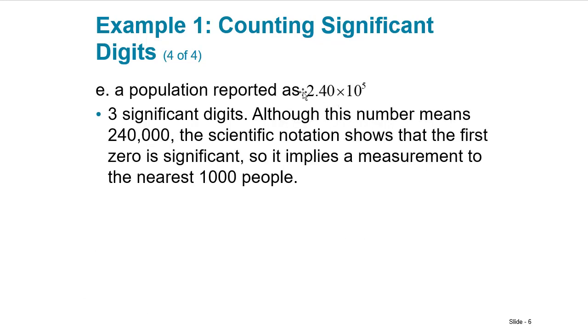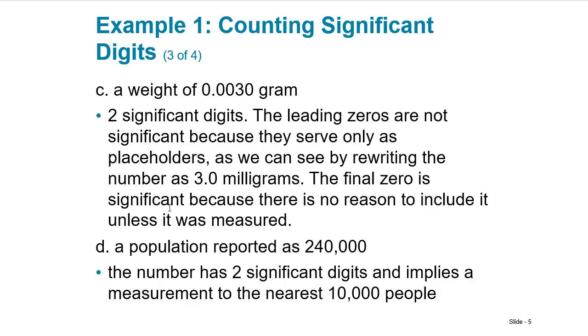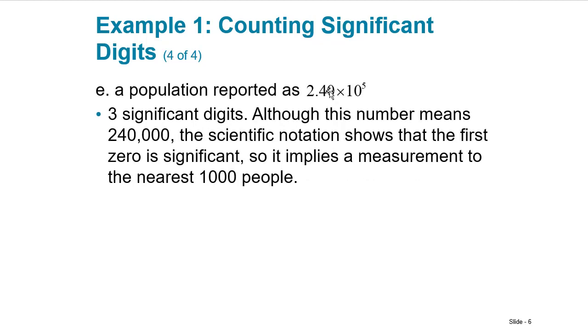And then this one has 3 significant digits. Even though it means the same thing as the other number, the scientific notation shows that the first 0 is significant, so it implies the measurement is accurate to the nearest 1,000 people. It's interesting how that happens, but that's just what we assume when we see scientific notation. So if we were really going to represent 240,000 in scientific notation, we would not include that extra 0. You would just put 2.4.